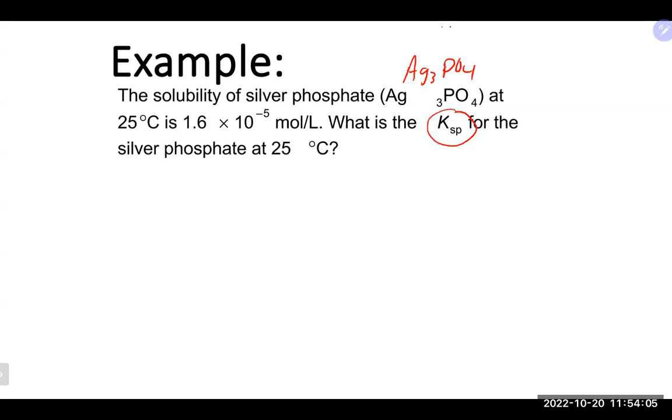We definitely know that this is a solid. So we can set up our equation, and that would be this. This will break apart into 3 silvers and a phosphate in this case. Now, we can do an ice table here.